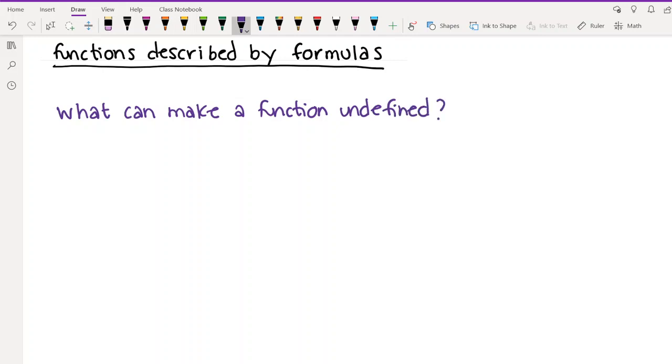Just in terms of numbers, what can you do with numbers that results in something that does not exist? Or if you were to type it into your calculator, you'd get an error. So maybe pause it and think about that for a second. Think about what are the things that you know you're not allowed to do in math. So the first one we're going to see is dividing by 0.